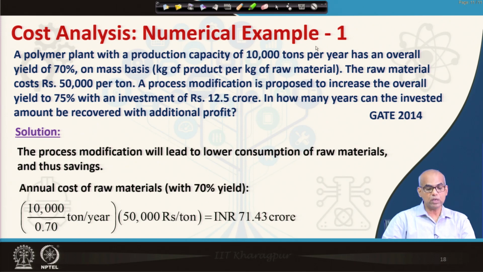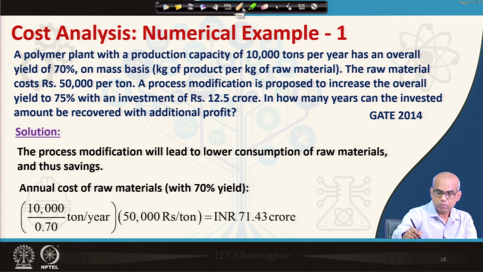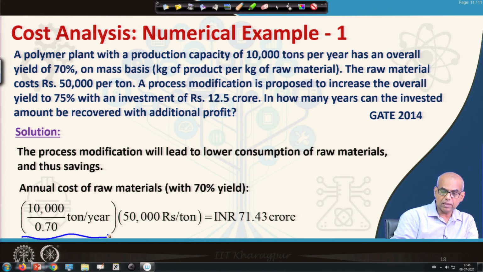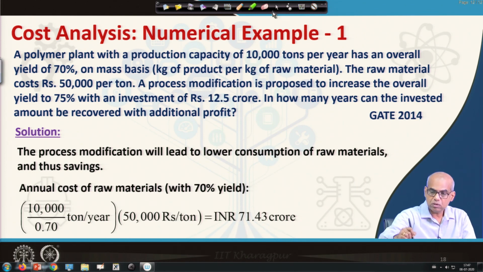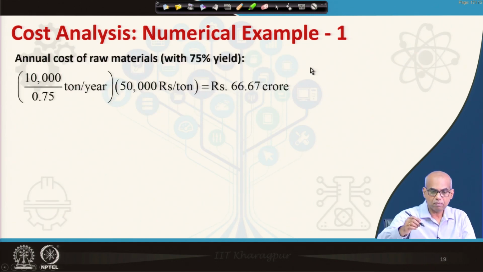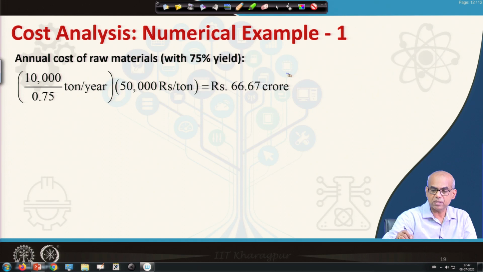So, let us first find out the annual cost of raw materials with the current 70% yield. That can be found out by first dividing 10,000 tons per year by 0.70, the yield. So, that gives you the amount of raw material, and then you multiply the cost of the raw material per ton. So, you get the annual cost of the raw material with 70% yield. The same way you find out the annual cost of the raw material with 75% yield.